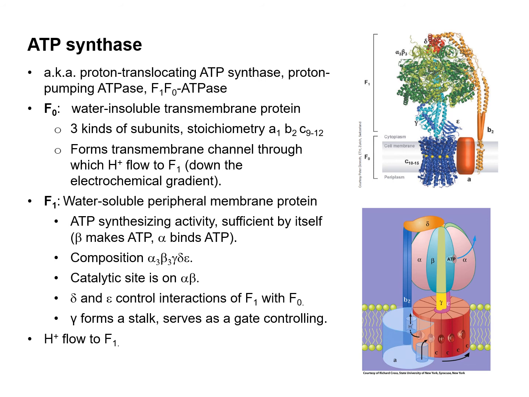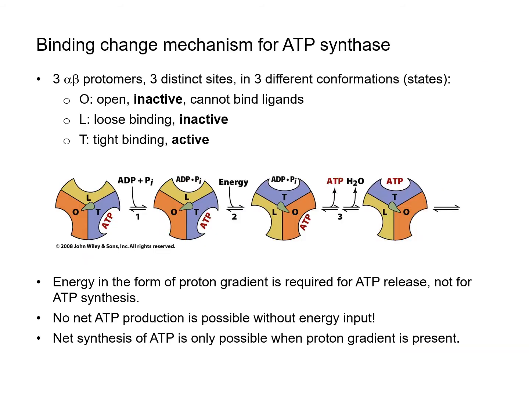And again, the proton, the hydrogen cation, flows from the intermembrane space to the matrix through this ATP synthase, going through the F0 to the F1. So let's talk about the binding change mechanism for the ATP synthase to generate the ATP. When you focus on the F1 complex, there are 3 alpha beta protomers, and they each have distinct sites for binding the ligand, especially ATP and inorganic phosphate.